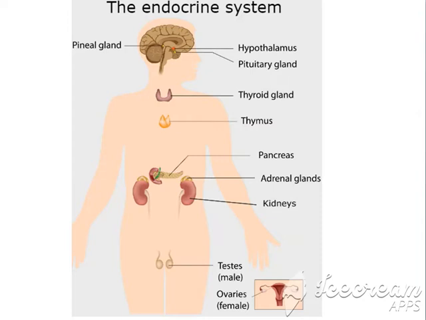Then the reproductive glands. In male, it is testes. Testes are located in the male reproductive organ, and it secretes testosterone, and it controls the development of the sexual characteristics in males. In females, a pair of ovaries located in the pelvic region, and they secrete estrogen, which controls the development of sexual characteristics in females.